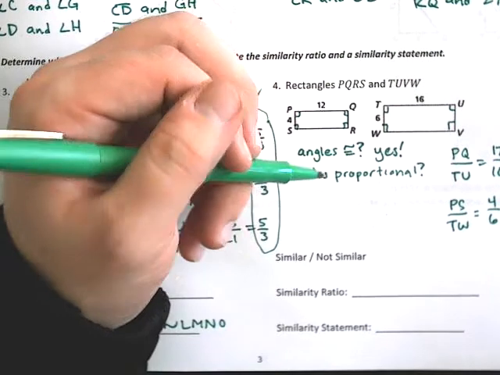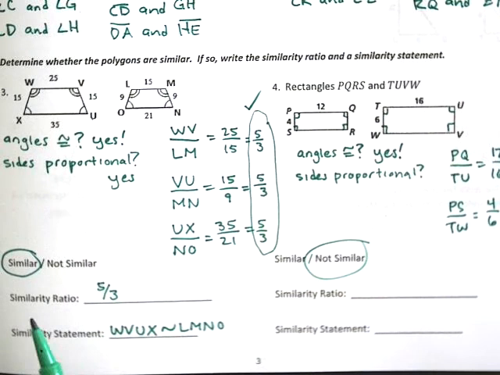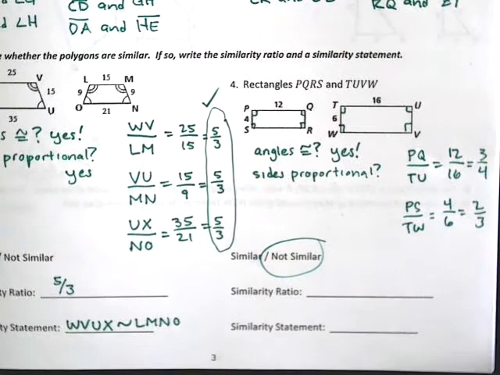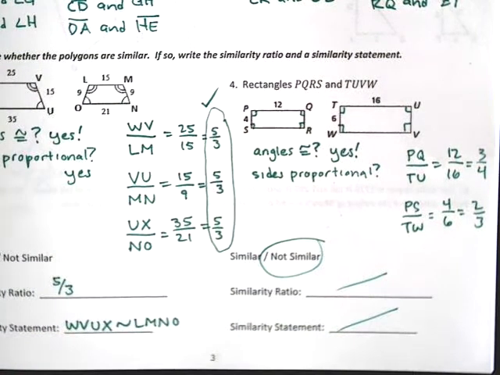Alright, these ratios are not equal to each other, which means that our sides are not proportional to one another, which means our rectangles are not similar, and, sorry guys, I just realized I was off the page. If they're not similar, then there's no ratio, there's no statement. Okay?